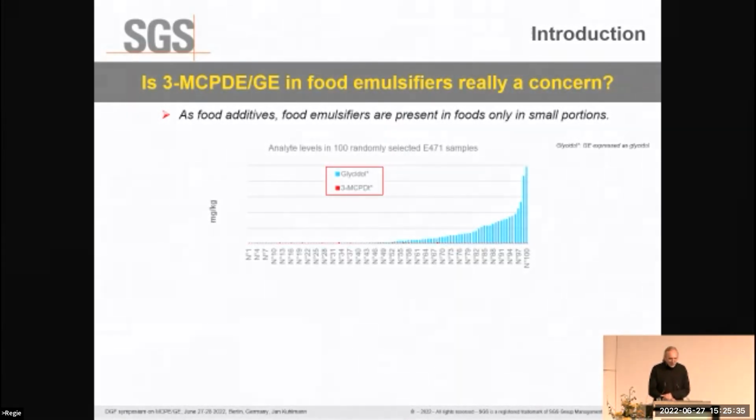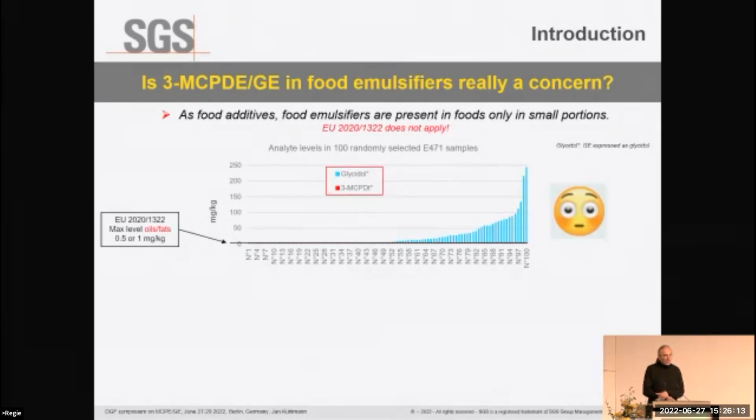However, these are the results from our lab, just collecting 100 E471 sample data, and we see this is recent data from 21-22, and it seems that 3-MCPD does not play a major role, but more or less frequently we find the glycidyl esters. But Franz already addressed that if you look at the scaling, this is a surprise. So we are now in the range of up to a few 100 milligram per kilogram. And if we would apply the max level that is set for oils and fats for glycidyl esters, we rarely could identify this line here at the bottom of the scaling.